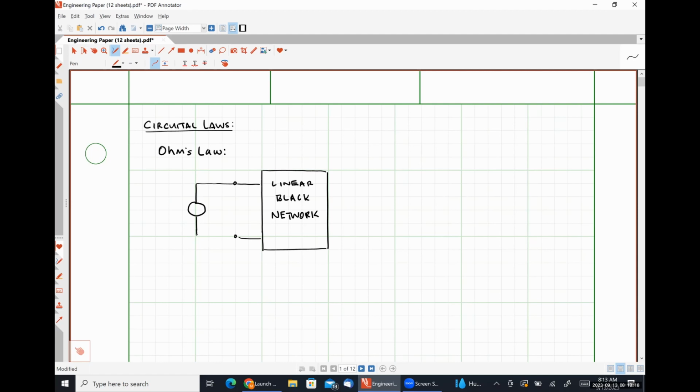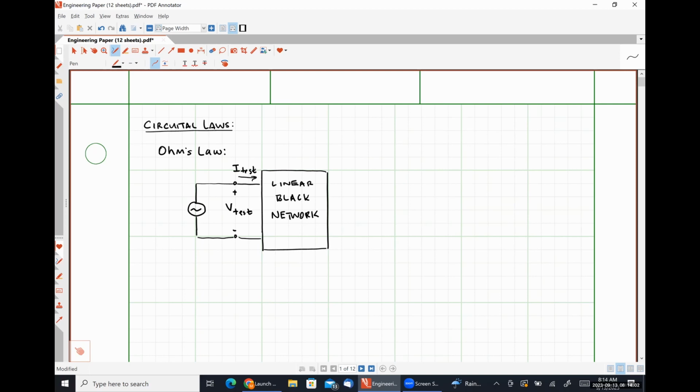I'm going to put a tilde here. It doesn't particularly matter whether this source that we're using to excite this linear black box network is a voltage source or a current source. That doesn't have any bearing on Ohm's experiments. What he did was measure the voltage drop across the terminals of that linear black box network, and he measured the current flowing through it.